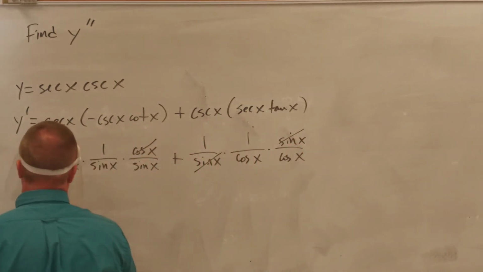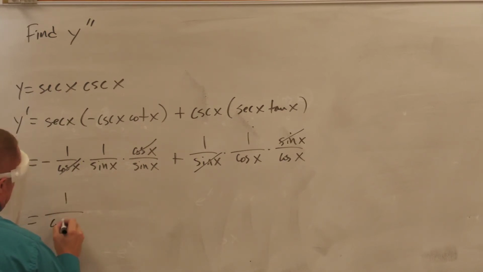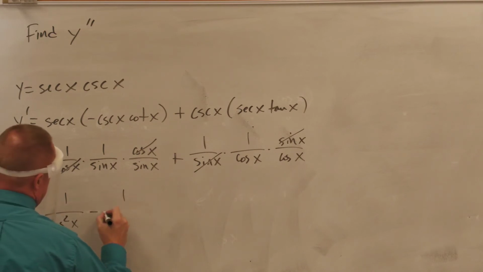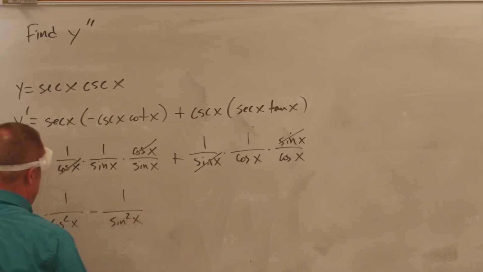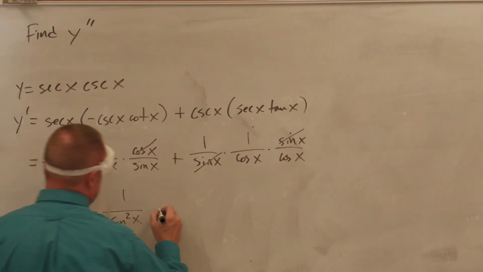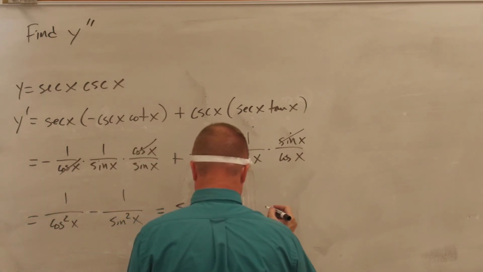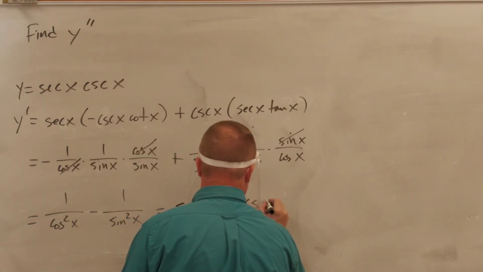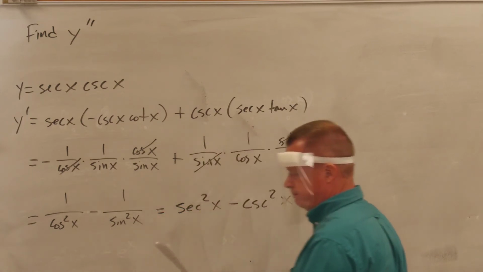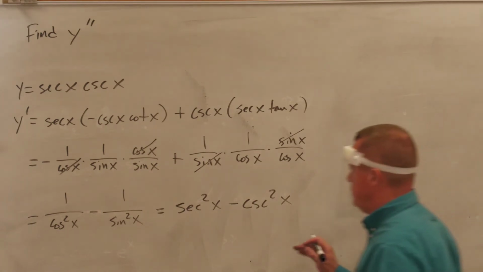Cosine cancels here. So I end up with 1 over cosine squared x minus 1 over sine squared x, which is secant squared x minus cosecant squared x. Okay. Now again, we don't know how to do that with the chain rule yet. We will. We'll learn that really soon.